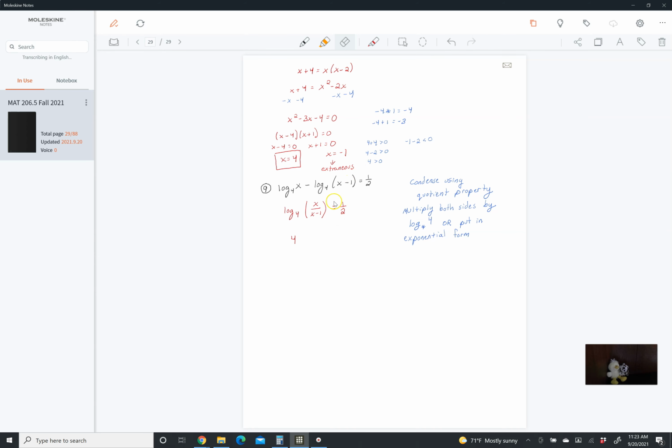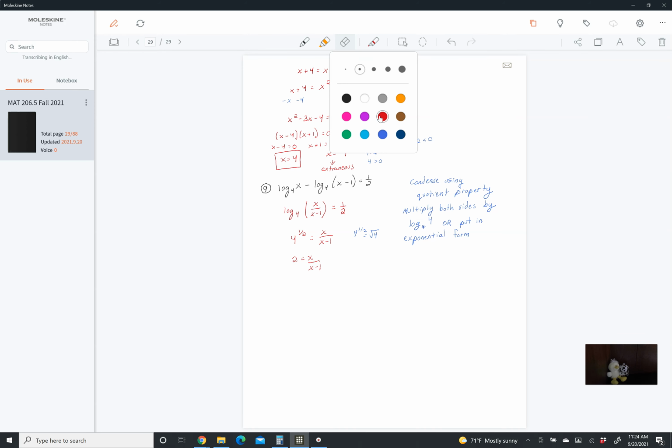The purpose of a log is to solve for the exponents. So this is our exponent. So 4 to the 1/2 is equal to our argument, x over x minus 1. And 4 to the 1/2 is the same thing as the square root of 4. And when we start doing radicals, you'll see this. 4 to the 1/2 is the square root of 4, which is just 2. So we get 2 is equal to x over x minus 1.